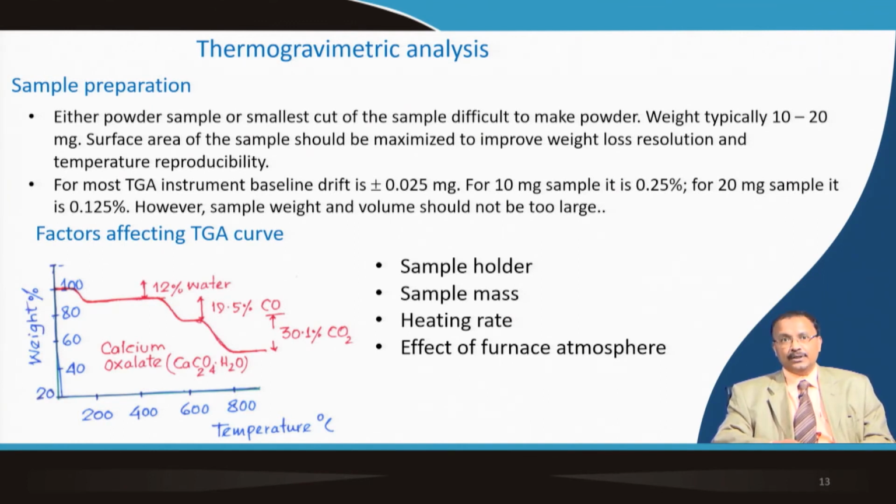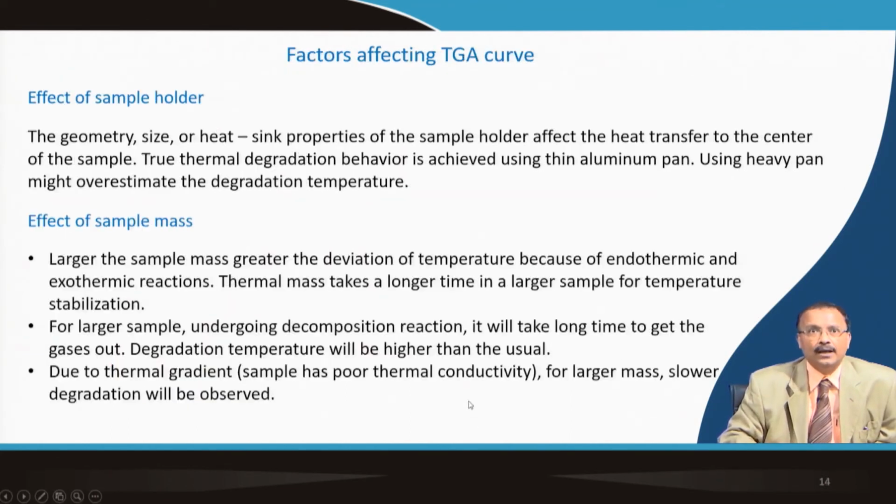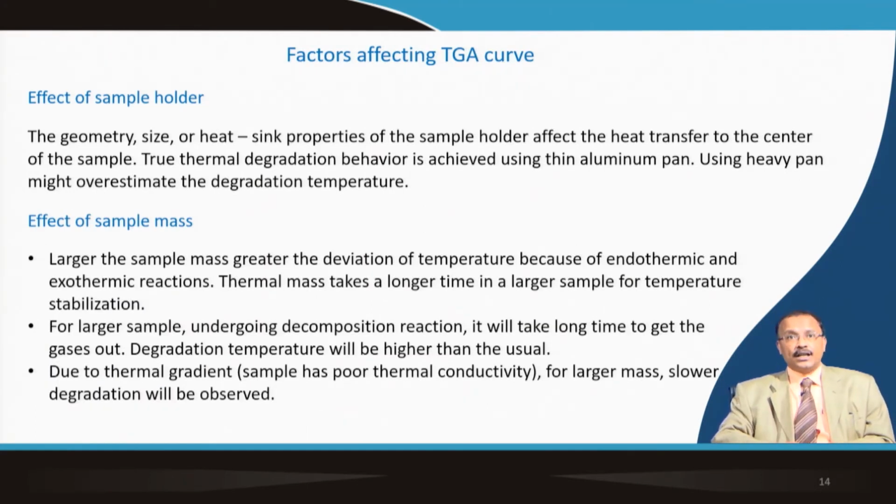So, a larger sample will help in terms of the baseline, but the sample weight and volume should not be too large. So, the factors that affect a typical TG curve, which is shown here, which is a weight loss as a function of temperature: sample holder is important, sample mass is important, heating rate is important, and also the furnace temperature is important. The geometry and size, heat sink properties of the sample holder affect the heat transfer to the center of the sample inside the crucible.